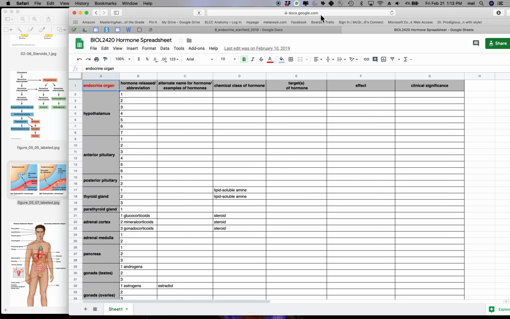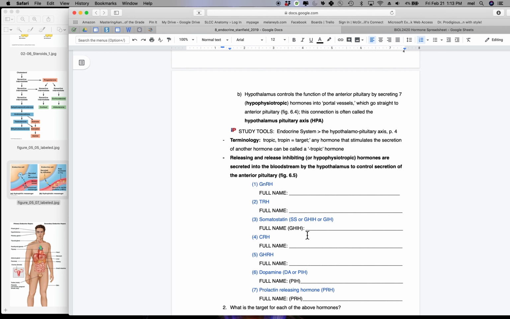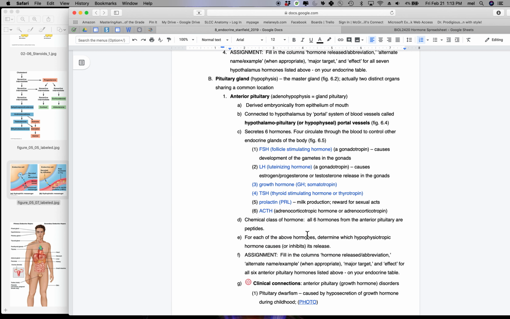And you'll do the same thing with the anterior pituitary, and the anterior pituitary is right here. It's going to secrete 6 that you need to know. You're going to fill all of those in, and let me make that blue too, because that's actually the long name of it.